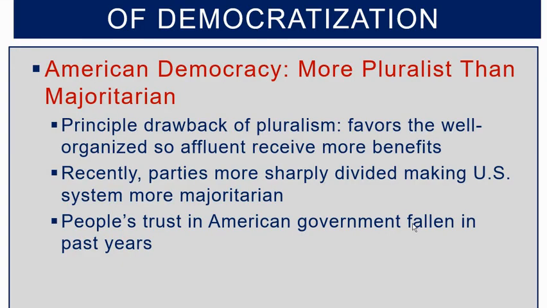Our democracy is more pluralist than majoritarian. The principal drawback of pluralism is it favors the well-organized, so the affluent receive more benefits. In other words, if you've got a good organization, you're probably going to get more benefits than an organization that's not well organized or well funded. Recently, our parties are more sharply divided, making the U.S. system more majoritarian than it has been. We also see that people's trust in the American government has fallen in past years, so that has been a drawback to our pluralist type of government as well.